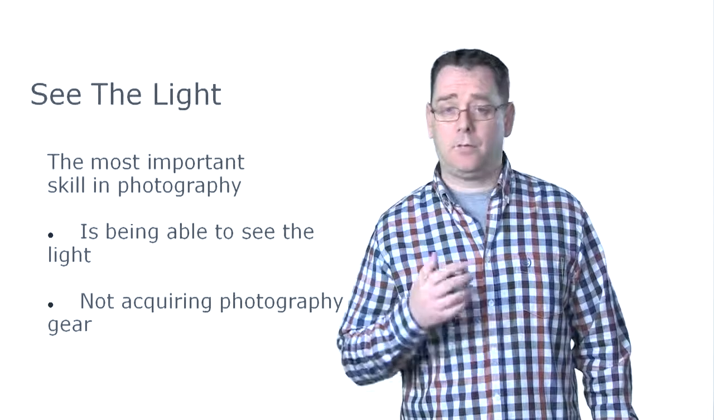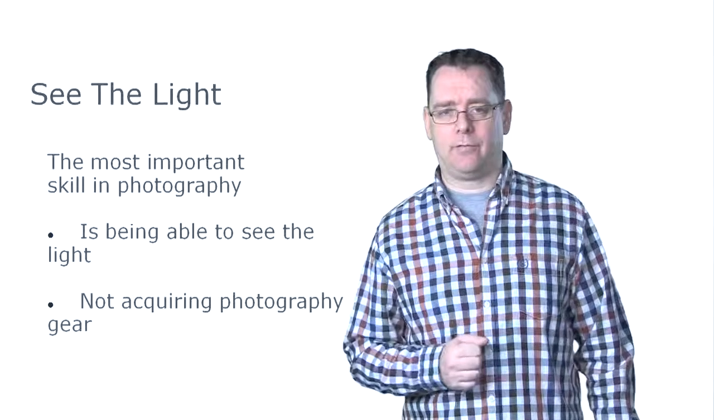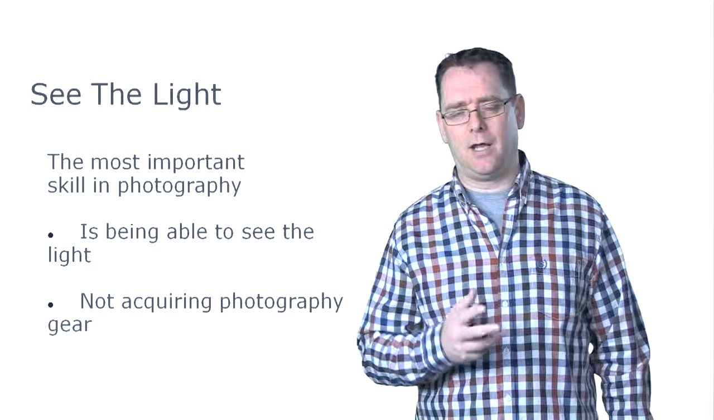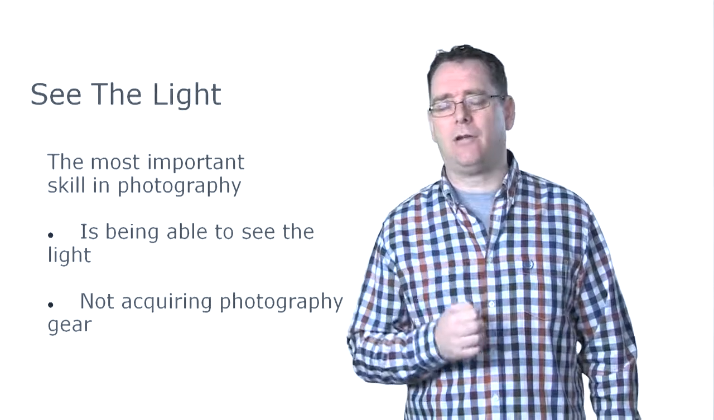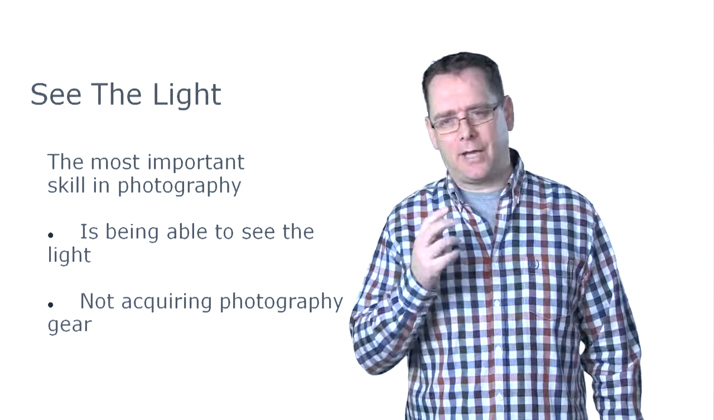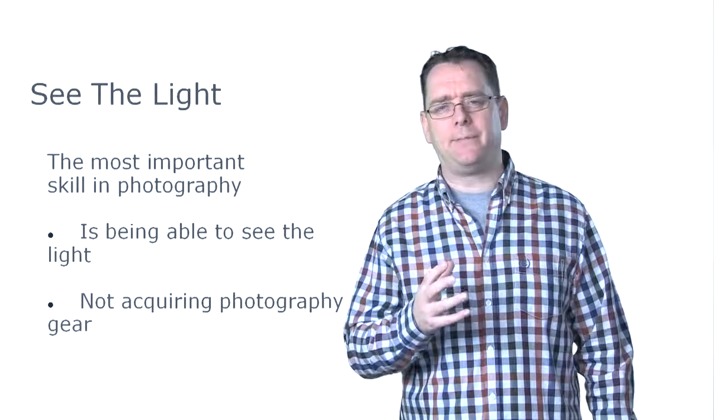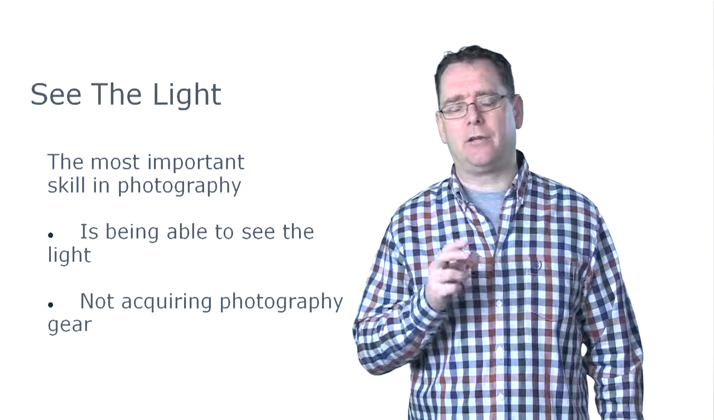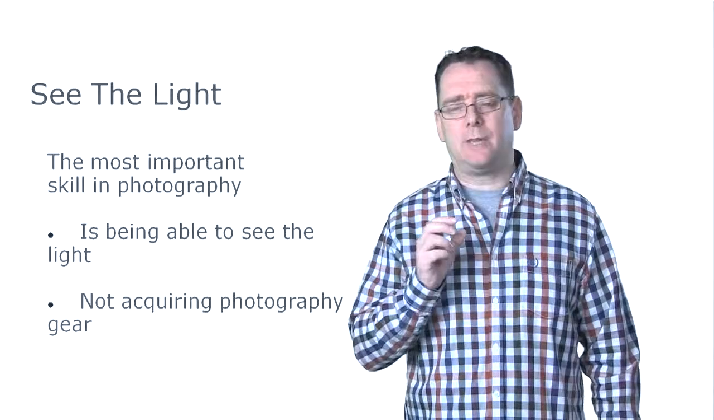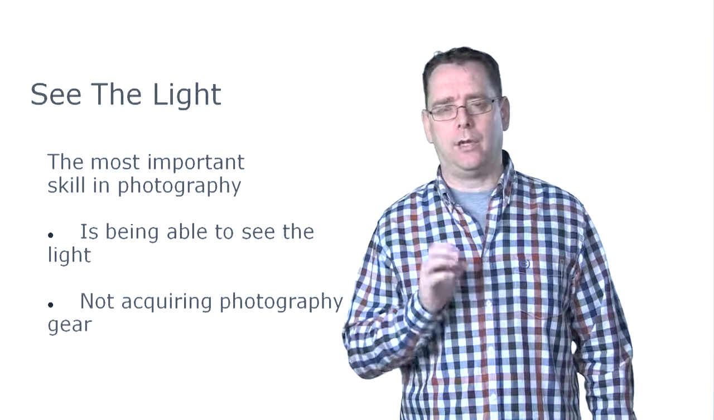In this section, we're going to talk about observing light. The most important skill in photography is being able to see the light. It's not acquiring photography gear. It's about being able to see light and observe light as light falls on a subject. You see, you're not taking a picture of the subject. You're taking a picture of the light falling on the subject.